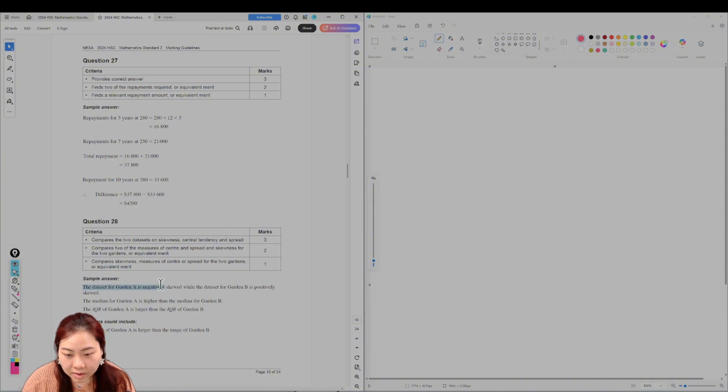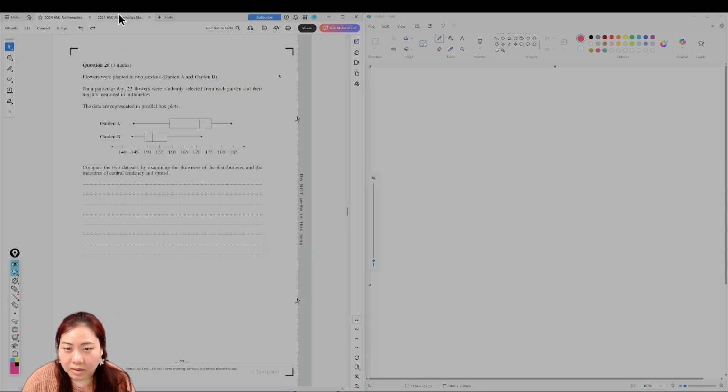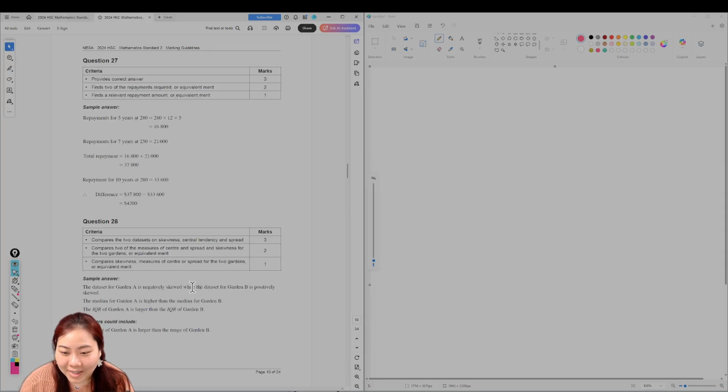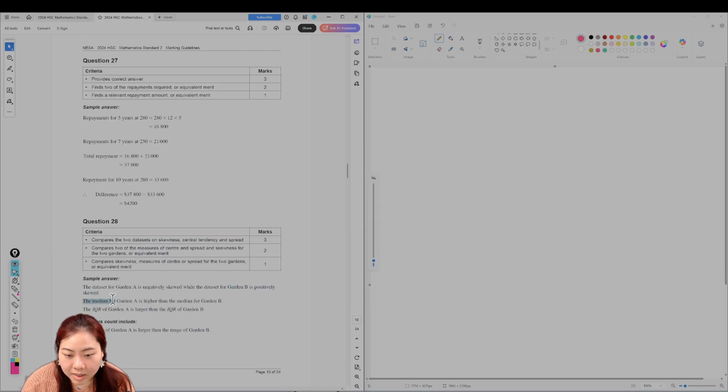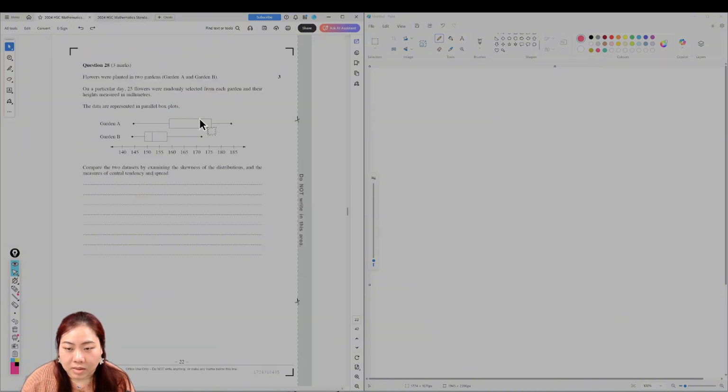The data set for garden A is negatively skewed. Did I say that? Negatively skewed? Anyway, you can rewind and see if I got it right or not. Garden B is positively skewed. Yeah. The median for garden A is higher than the median for garden B. Yes, sorry, I thought that was the mean. What's the median?